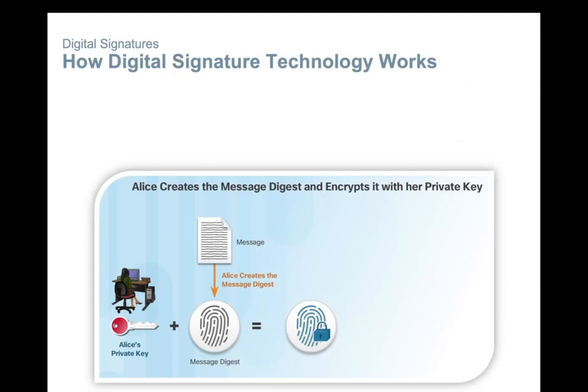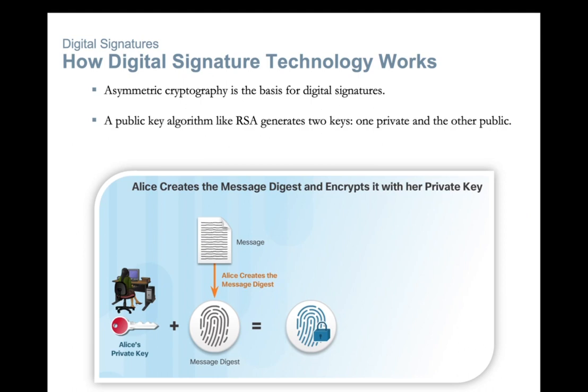So, what is the process of creating a digital signature? We'll see how digital signature technology works. Asymmetric cryptography is the basis for digital signatures. A public key algorithm like RSA generates two keys: one is the private key, and the other is the public key. These two keys are mathematically related to each other.